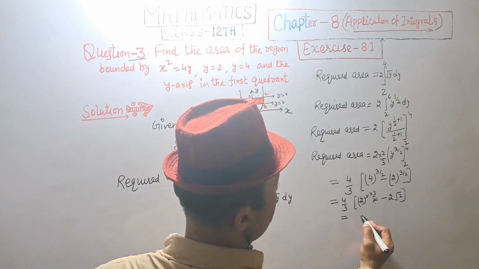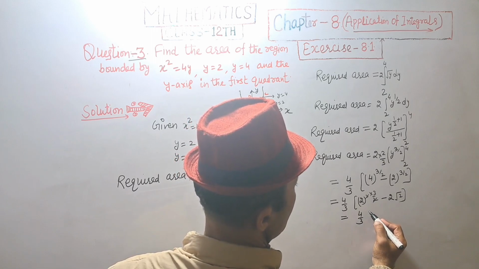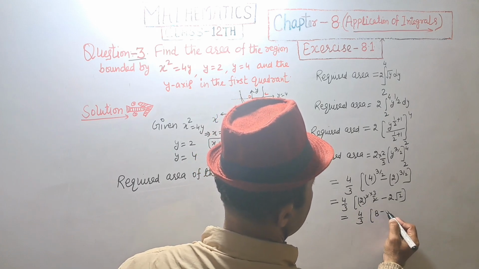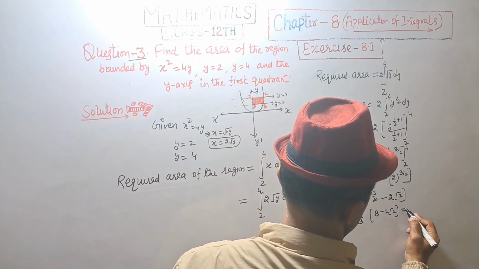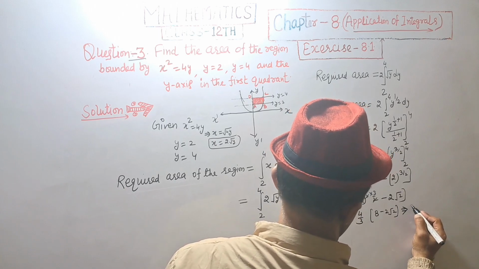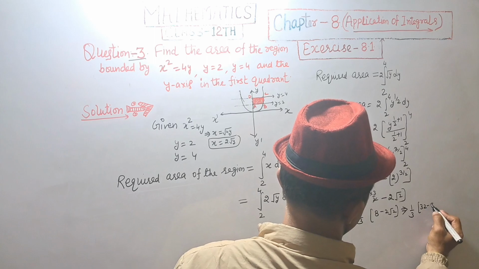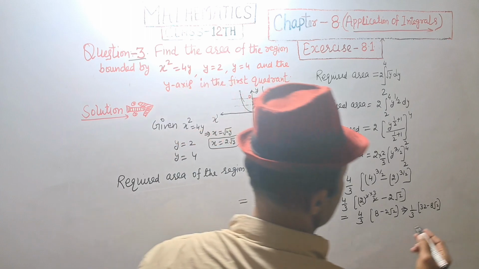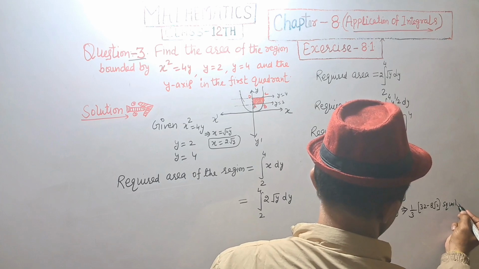is equal to 4 upon 3 into 2 into 4, 2 into 8 minus 2 root 2, which implies 1 upon 3 into 32 minus 8 root 2 square units. Answer.